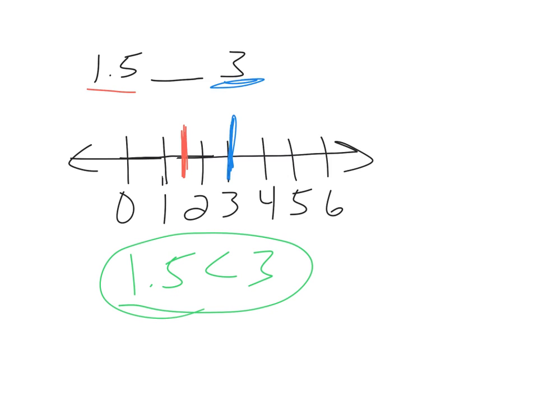Okay, so in this example, I've got my number line here. I chose to go between 0 and 6 because 1.5 and 3 both fall in that group. The red line on the number line is where 1.5 sits. The blue line is where 3 sits. You'll notice that 3 is further to the right than 1.5, so 3 is larger than 1.5. So I would say that 1.5 is less than 3.